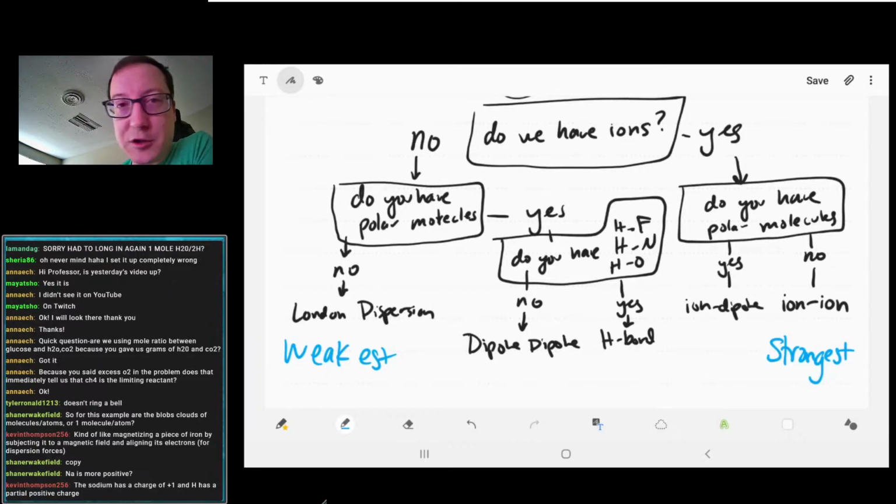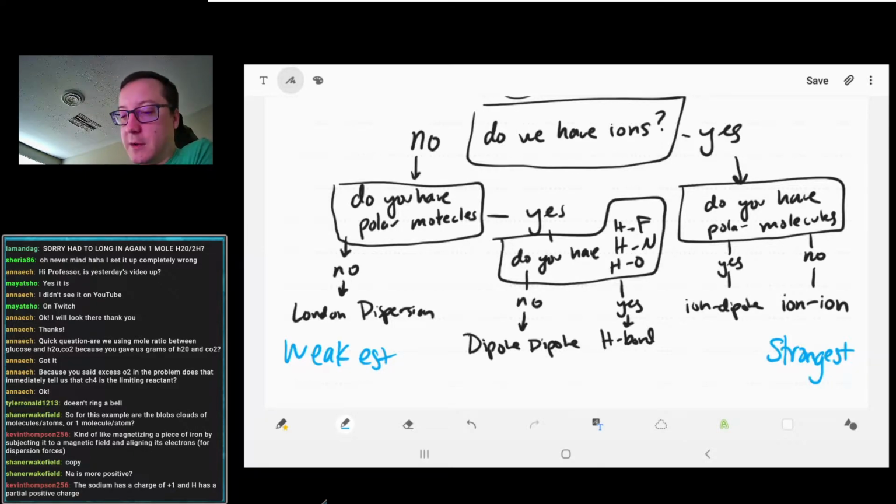London dispersion is barely charged at all. You have partial charges, so very, very small, and those are instantaneous. They go away very quickly. In the middle, we have the dipole interactions, and a stronger version of that is the hydrogen bond. Then in our strong category, we have ion-dipole forces and ion-ion interactions. Again, those are full charges now.